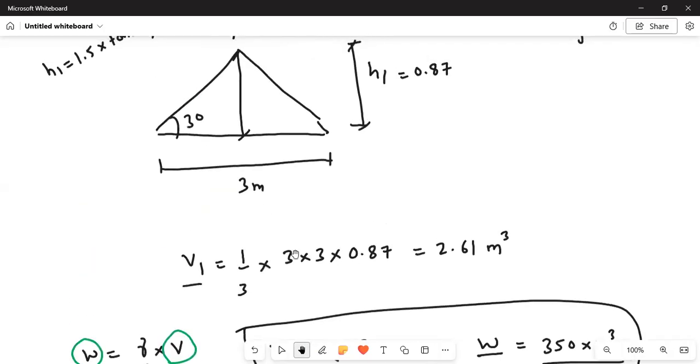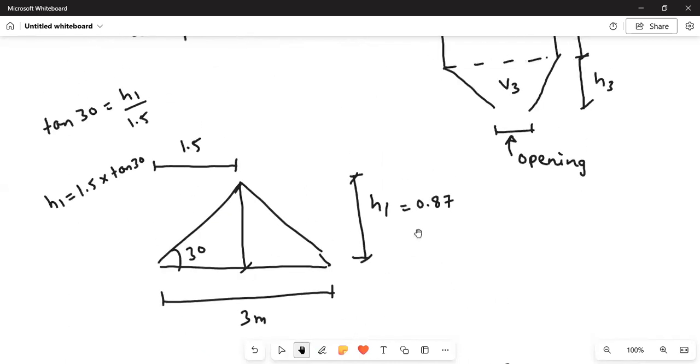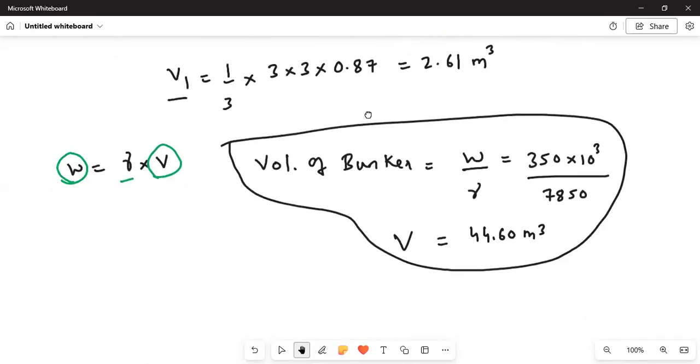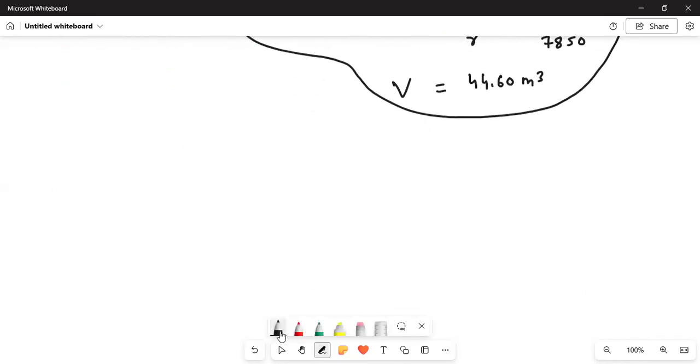Okay, so we have found V1. Now what we will do? We will find V3 before finding V2. To find V3, we should know the angle.